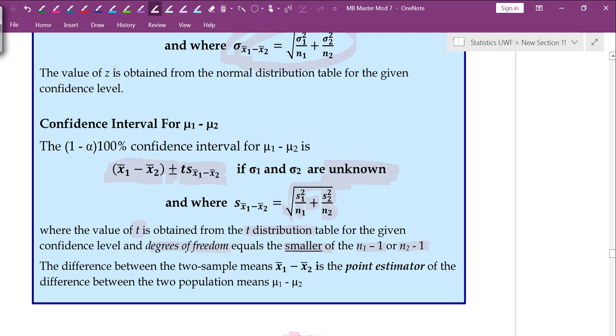So pause the video if need be and make sure you have these written down, and make sure you know how to look at your UWF formula sheet to understand where all the different parts and pieces are coming from.